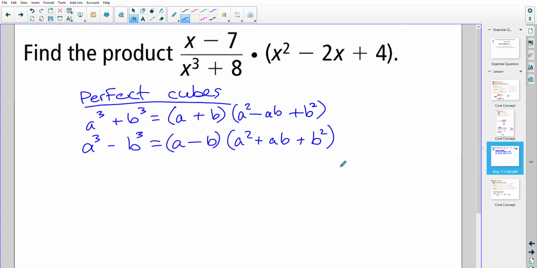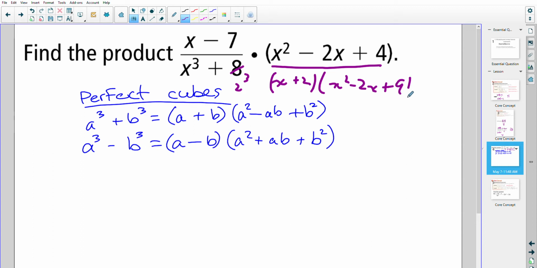You also have types of problems where you have finding a product, and you can have a sum of cubes here. Remember that the sum of cubes is factored in this manner. So in other words, I can rewrite that as x plus 2, right? This is 2 to the 3rd power, x squared minus 2x plus 4 by following this pattern. On the top, it's x minus, not 9, but 4.